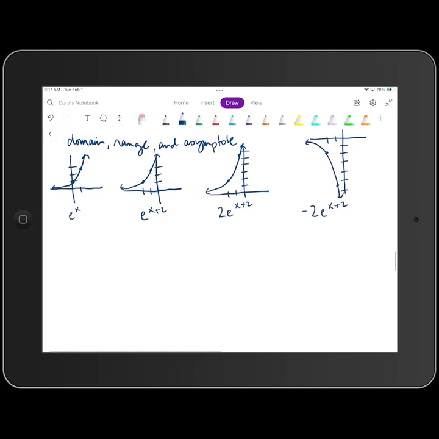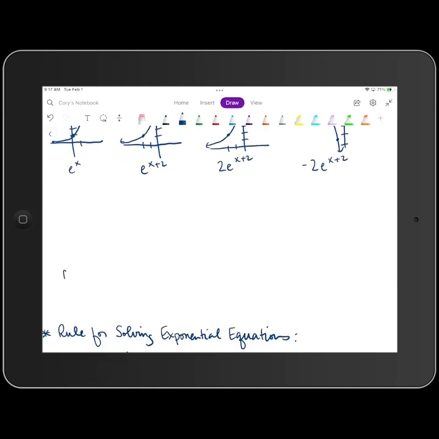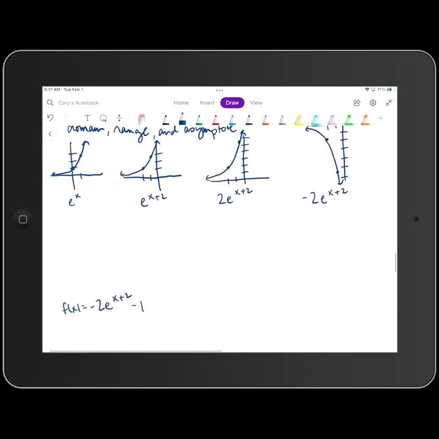And then the last thing we're going to do is subtract 1. So our function f of x is -2 times e raised to the x plus 2 power, minus 1. When we shift that graph down 1 unit, again, the feature on the graph that we knew was present but never marked was a horizontal asymptote at y equals 0. That now gets shifted to y equals -1.